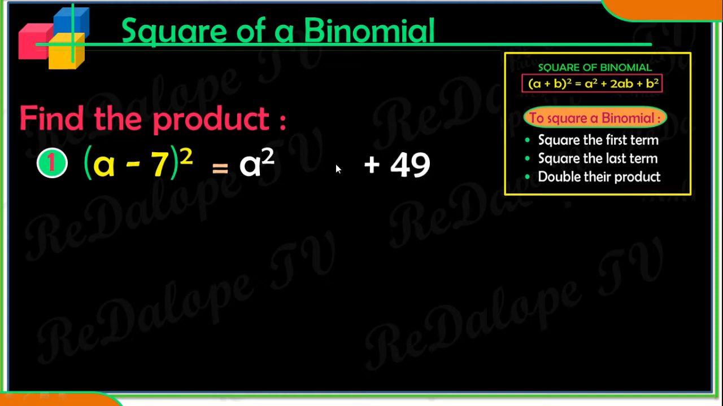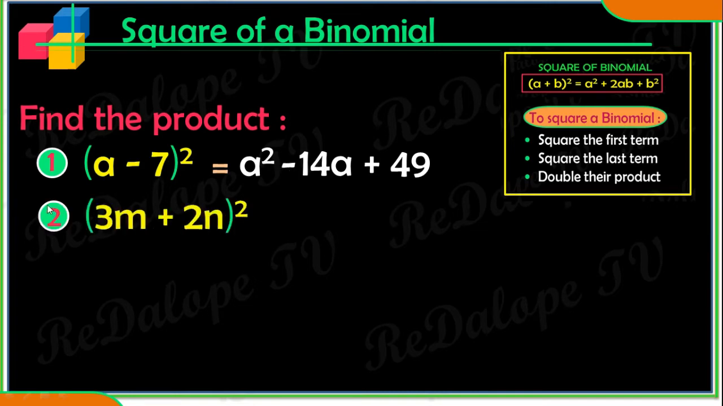And the middle term should be twice the product of the first and the second term. Double their product. So we will multiply the first and the second term and then times 2. So 7 times a, 7a, times 2, so that is 14a. And whatever the sign between the first and the second term, that would be the sign of the middle term, which is negative.